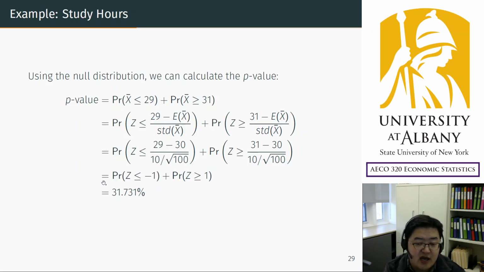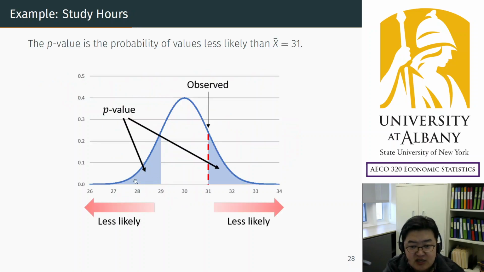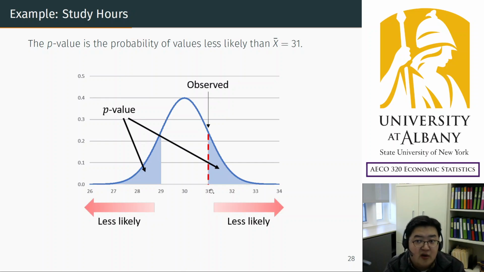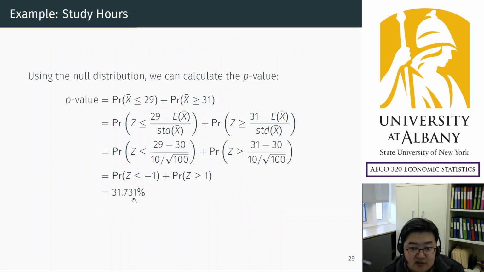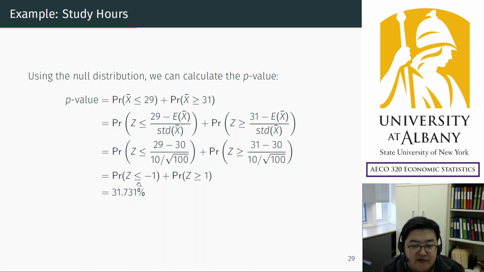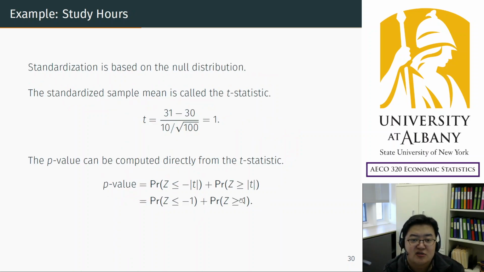If you calculate that on Excel, you will get 31.731%. So this is, if you rank the outcomes from the most unlikely or most suspicious to the least, then your observation 31 would be top 31%, right? 31.731%. So it's slightly above the average.